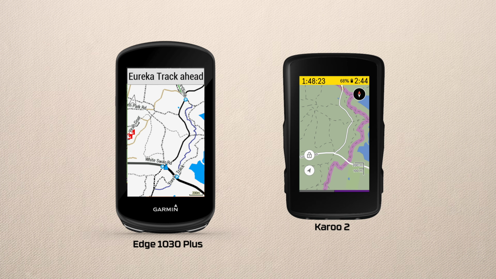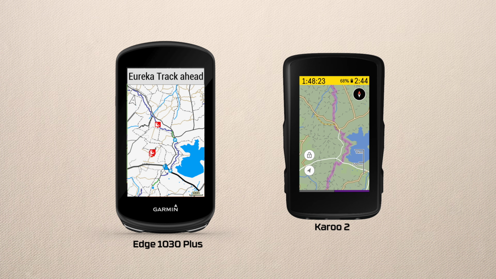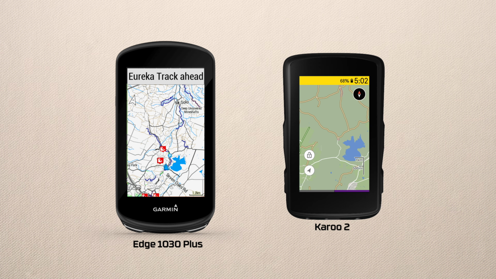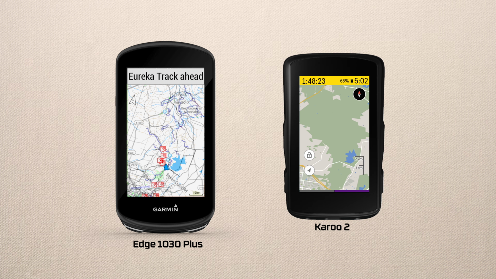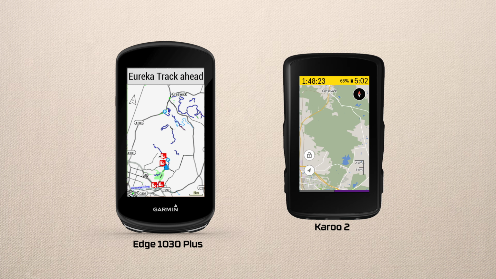Bonus round number 2, the Edge 1030 Plus up against the Karoo 2, which has a mobile phone infinite level of zoom to it for these maps. But you can see as we pull further out, it starts to lose the detail we need. So we're at about the 1 kilometer, 1.2k mark here. It starts to drop some detail off. And as we scroll out to the 2 kilometer mark, and we can see Creswick, not much detail there at all. Similar to the Elemnt Bolt unit, I don't believe there's any user configurable map options for the Karoo 2 to show more detail at different zoom levels.